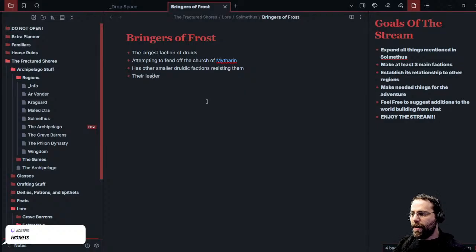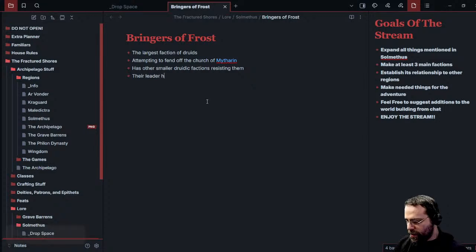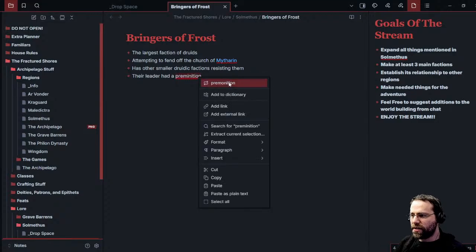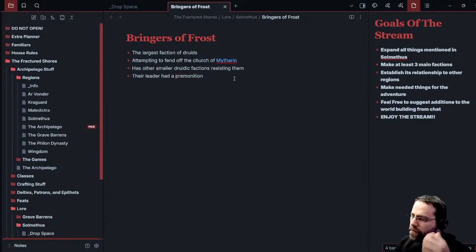I need to have a name. I need to create their leader too. Their leader has had a premonition. Probably nowhere near correct. Oh, premonition. Okay.